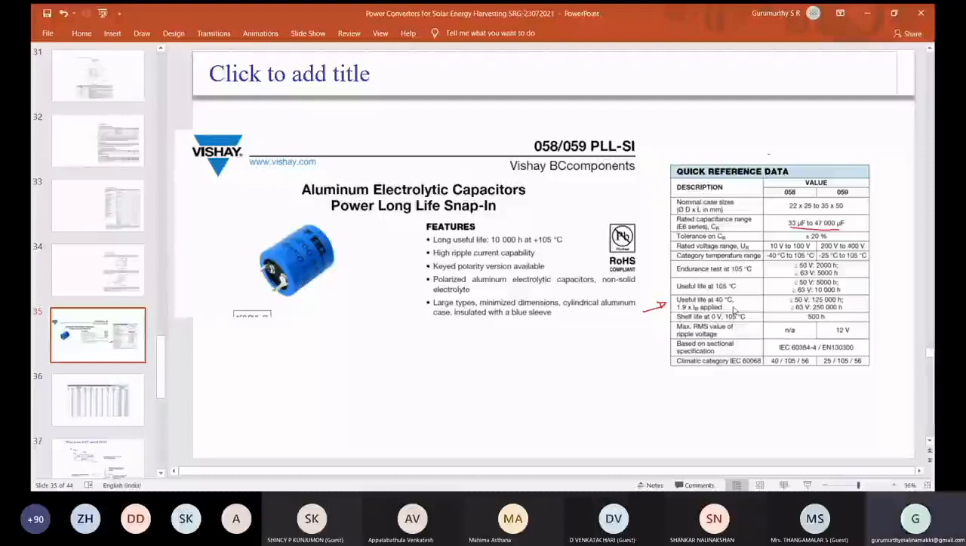Okay. So this is actually the life of the equipment. Finally, if the capacitor fails, your equipment fails. So this life in years, this many years you can use it.